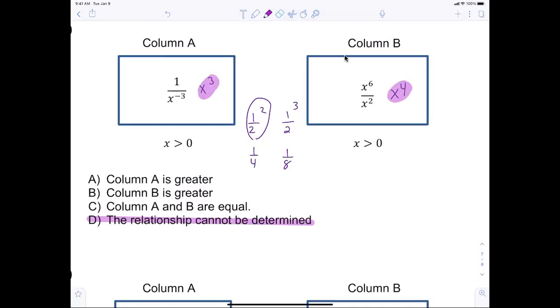If it was less than 0, it would definitely be B. Because if it's less than 0, that means it's what? Negative. And when I raise a negative to an even power, it's going to be positive. And when I raise a negative to an odd power, it's going to be negative.